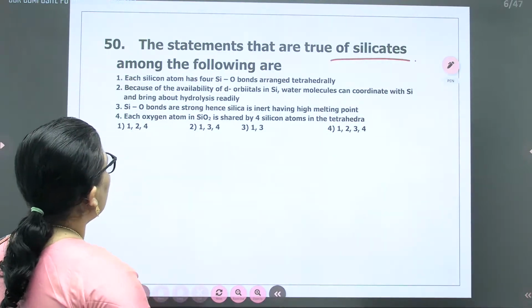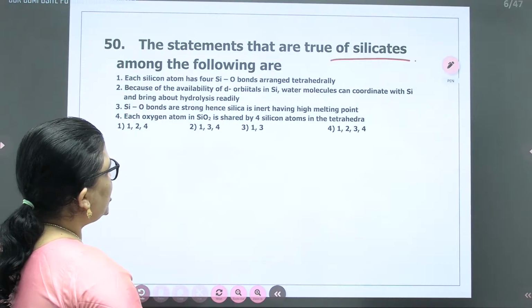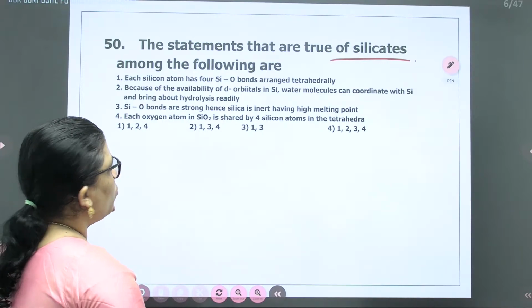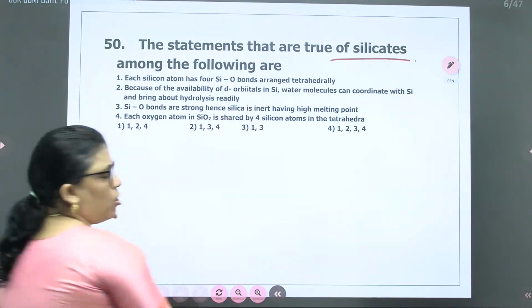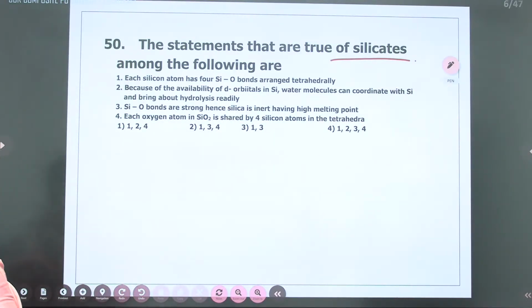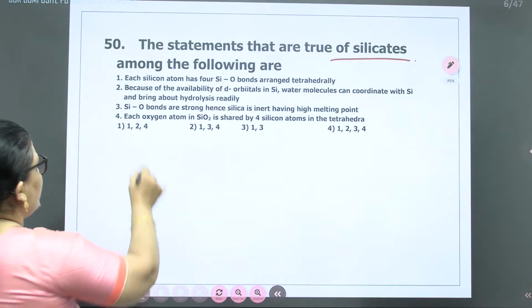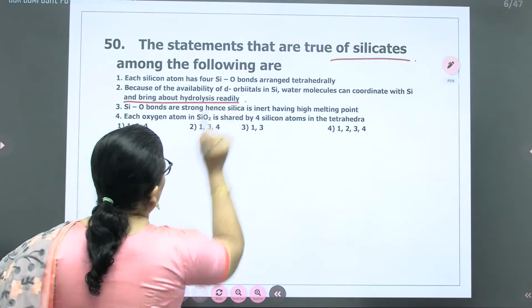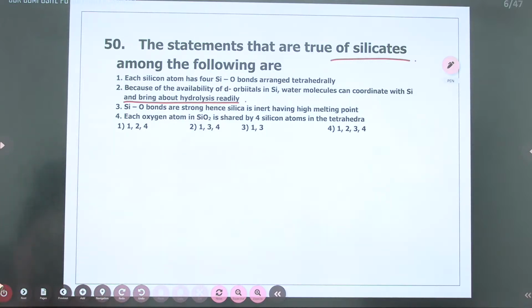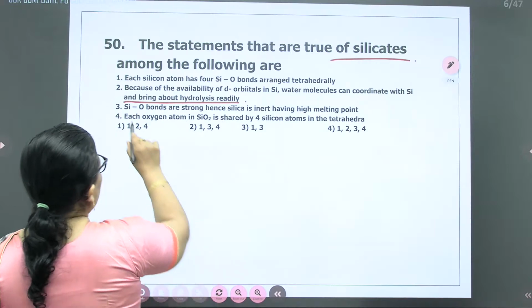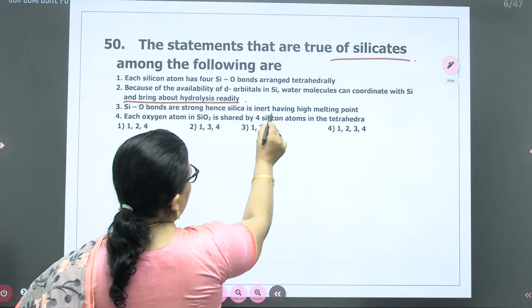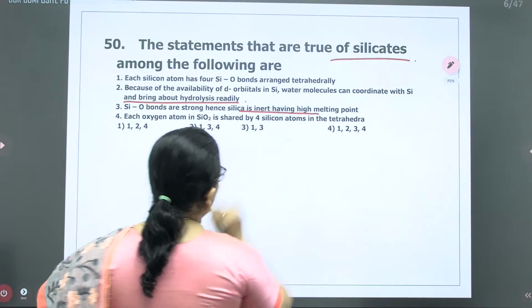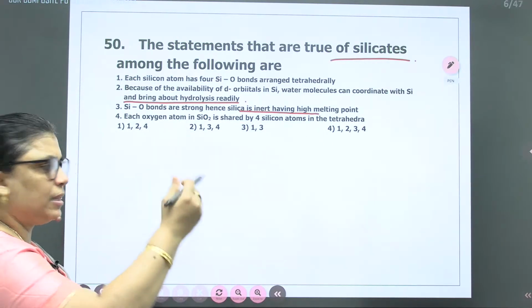Next, they said that because of the availability of d orbital in silicon, a water molecule can coordinate with the silicon to bring about hydrolysis most readily. Next, Si-O bonds are strong, hence silicates are inert at high melting point. First, we'll read all the points, then we'll decide.